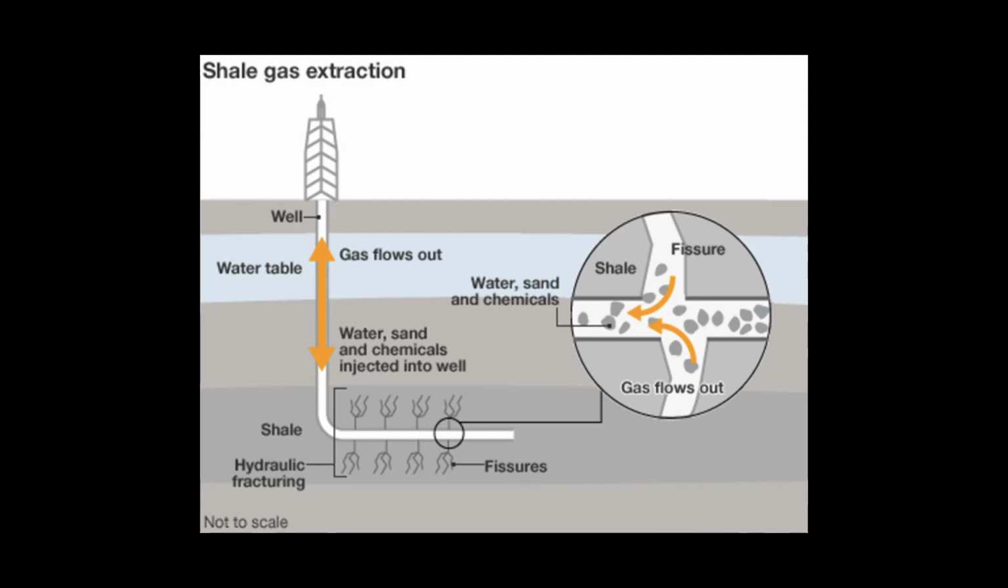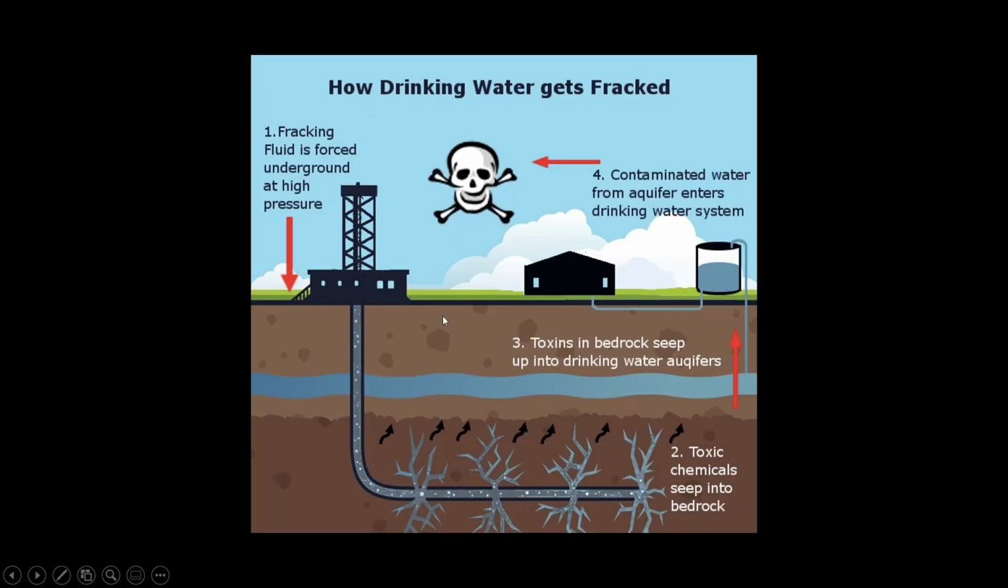The shale gas extraction, you have a well that sends down water, sand, and chemicals that are injected deep below to create fissures to then release the gas as it comes back out the other way. Where the risk is that you have to go through the water table to get down there, and the chemicals that are being used can be released eventually in these fissures into the water.